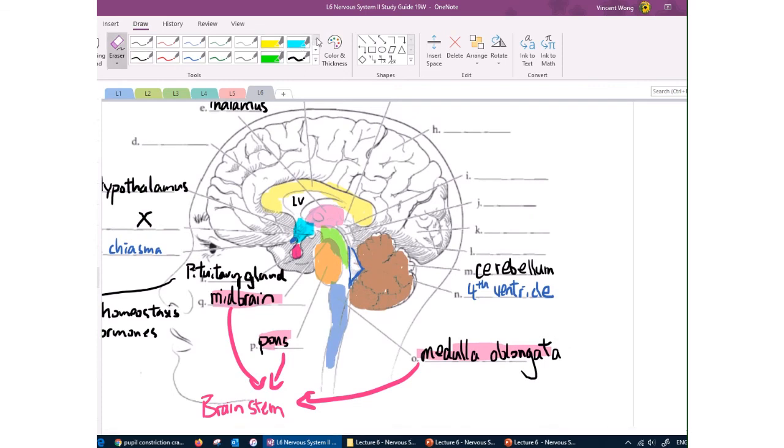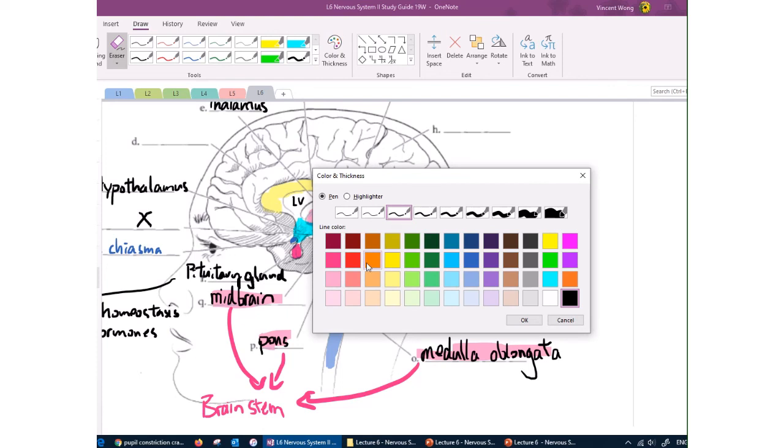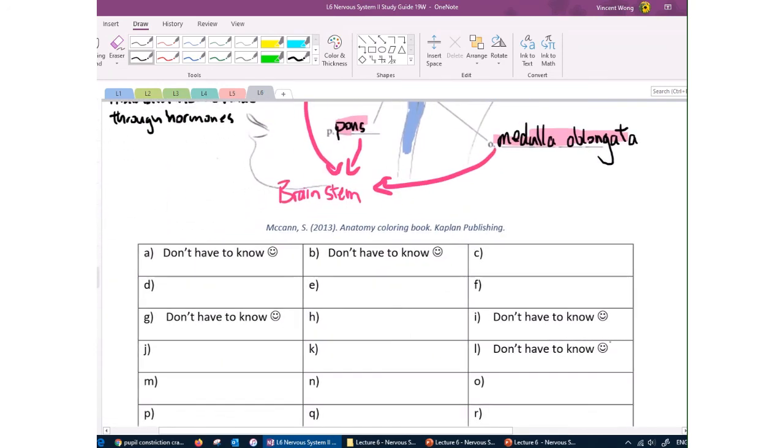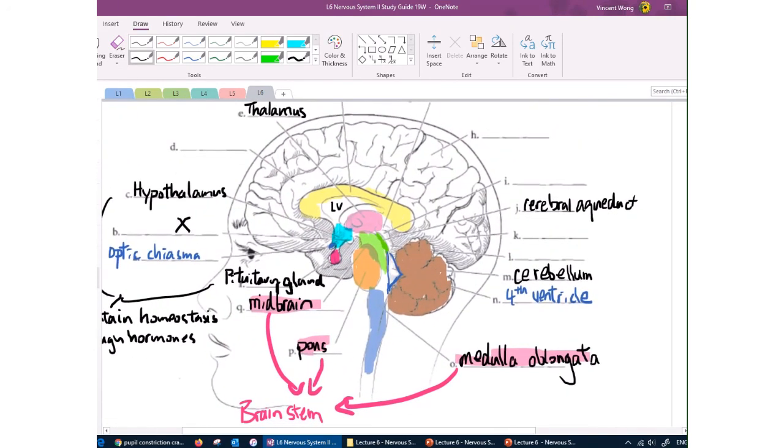Okay? On top of the fourth ventricle over here, this one's kind of hard to see, but there's a duct here. And that is the cerebral aqueduct, and I believe it's J that's pointing to it. Cerebral aqueduct, and that connects the third ventricle that's in front of the thalamus to the fourth ventricle. Okay, don't think we have to know L here, so I'm going to cross that out.